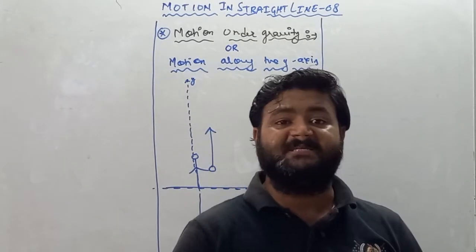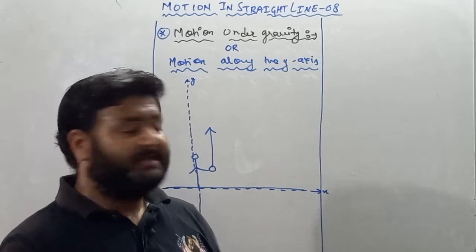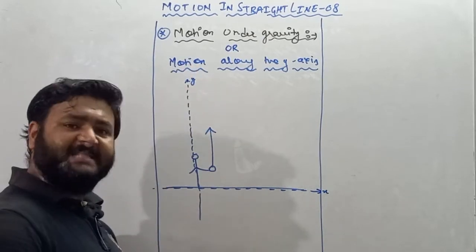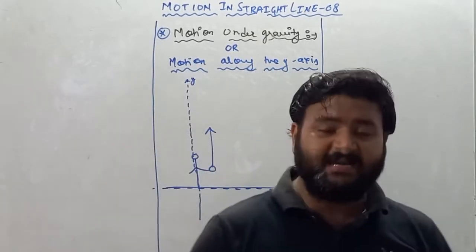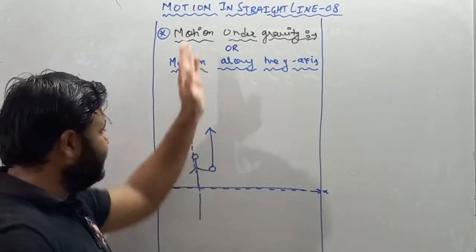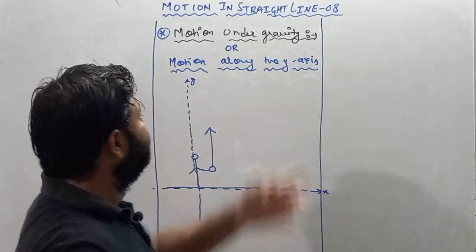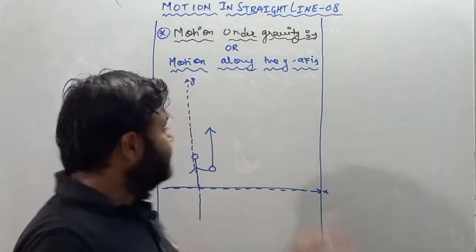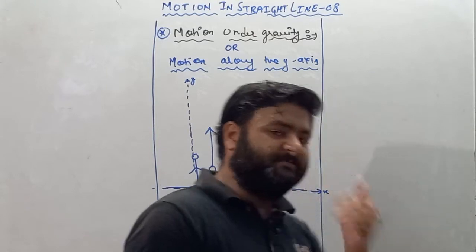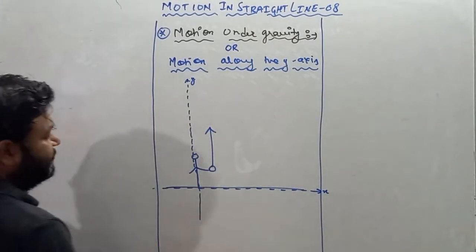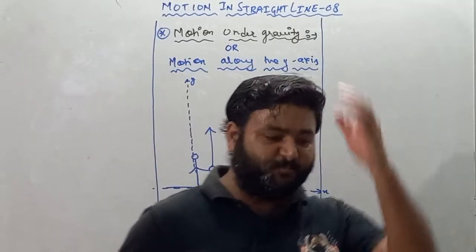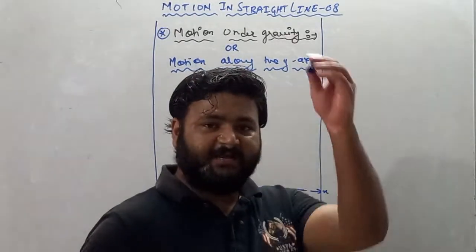So here nothing will be changed, just the direction of motion. Instead of the x-axis, the motion will now be performed along the y-axis. The motion is still in a straight line, in one dimension; the particle is just moving along the y-axis. So motion along the y-axis is also an example of straight line motion. Let's suppose I throw a particle in the upward direction like this. This motion is basically nothing but motion along the y-axis.